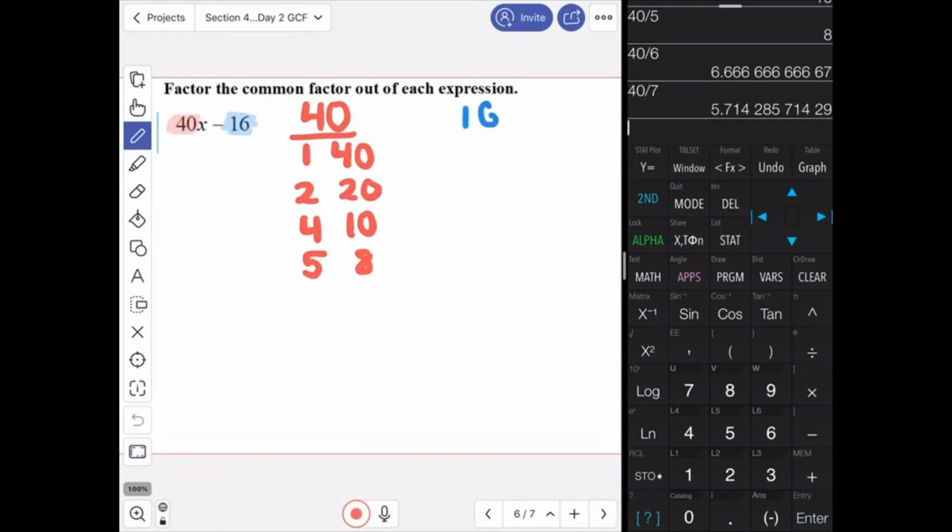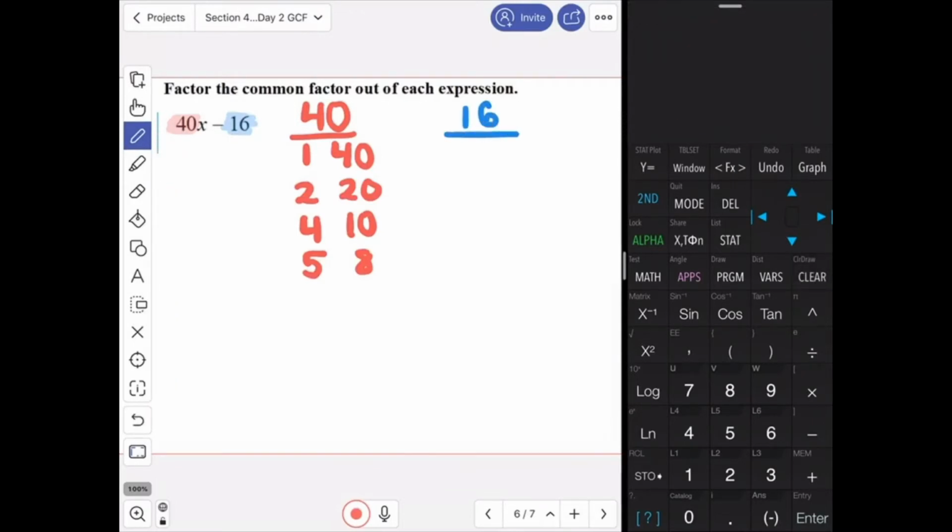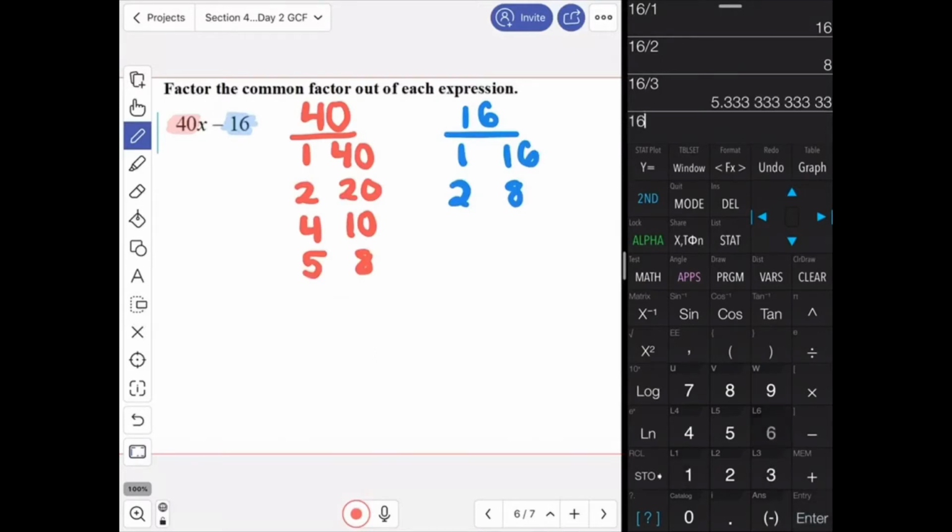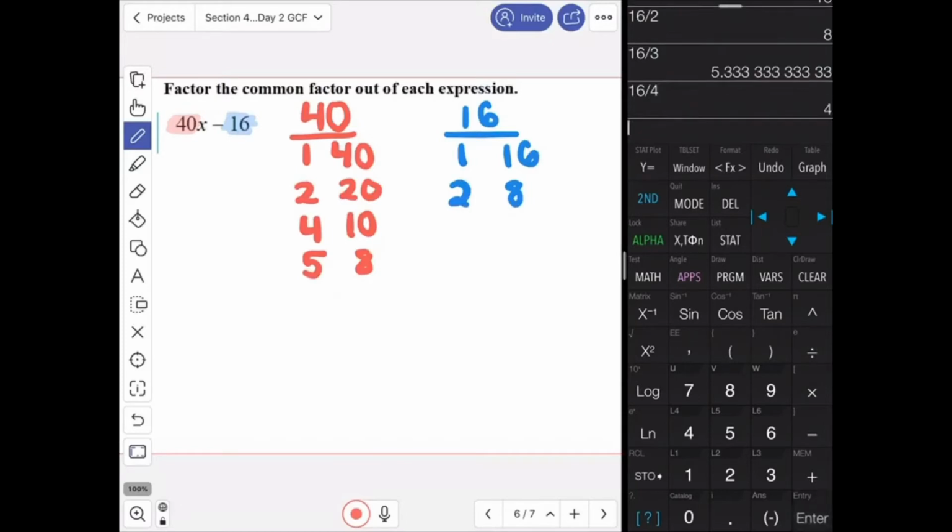So if I'm listing 16, I'm first going to start with 1. So 16 divided by 1 gives me 16. 16 divided by 2 is 8. 16 divided by 3 is a decimal, so it's not included. 16 divided by 4 gives us 4. So we have 4 and 4. Now the next possibility would be 5. However, this 5 is bigger than this 4, which means we're done.